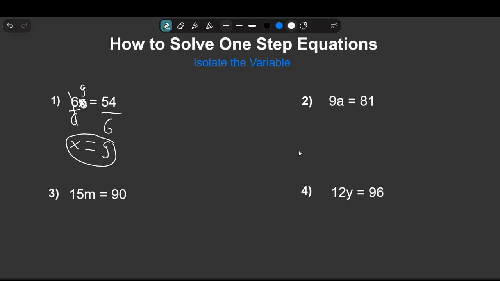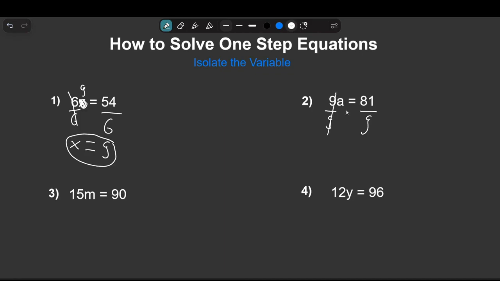Now, let's go over to our second example. For our second example, we have 9a equals 81. Now again, the variable is next to the number, so we are multiplying. So something times 9 will equal 81. So now let's isolate the variable. To isolate the variable, we're going to divide both sides by 9 because we are using the opposite or inverse operation. So we are dividing.